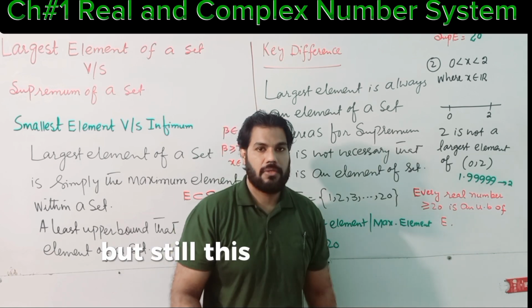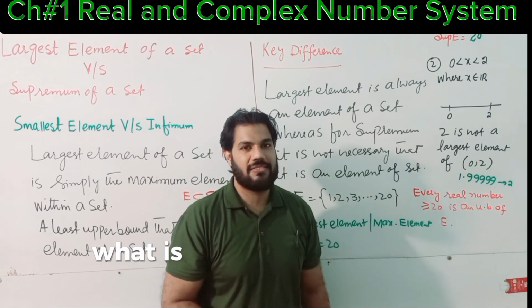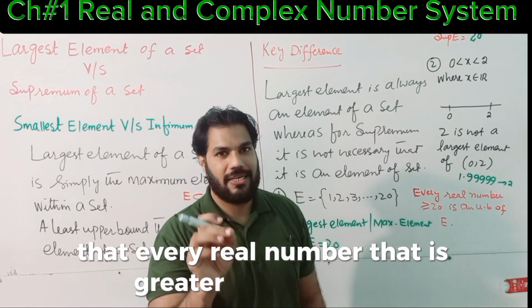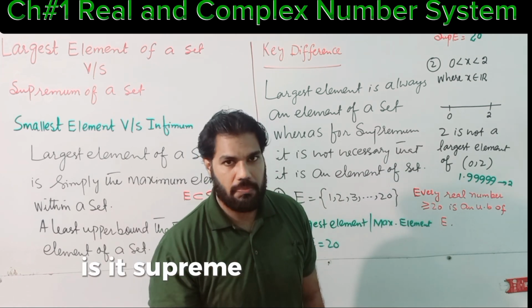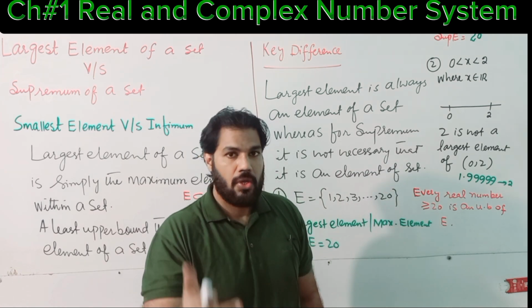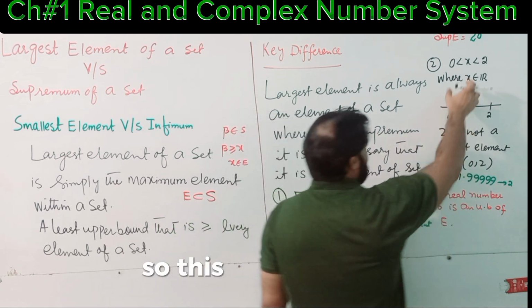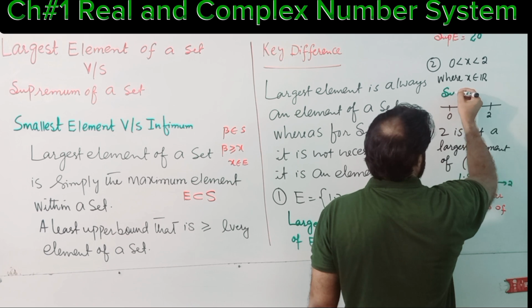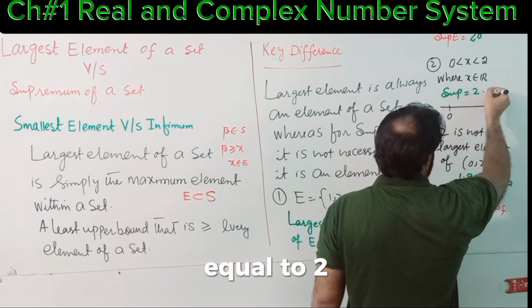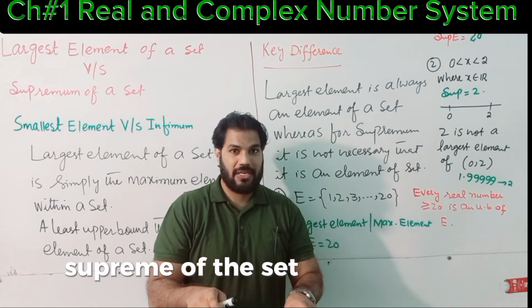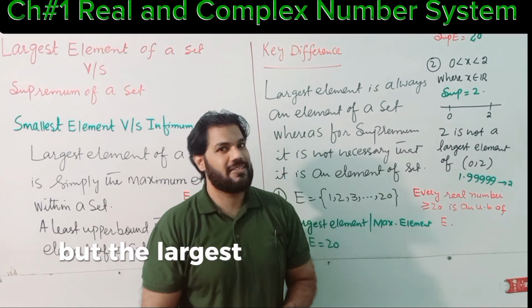But still, this interval has a supremum. What is the supremum of this interval? You know that every real number that is greater than or equal to 2 is its upper bound. So the least upper bound, that is the supremum, is 2. So this set has a supremum equal to 2.